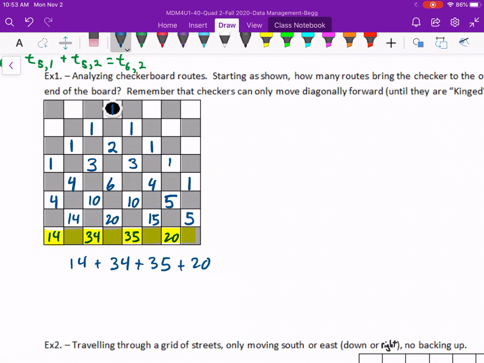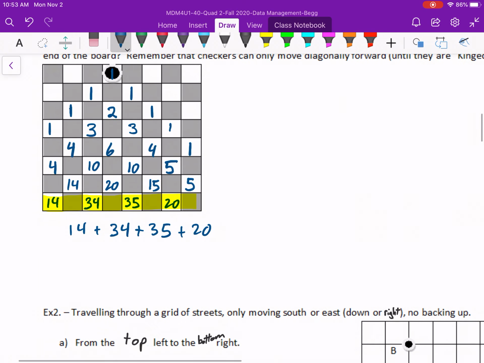Every one of those is a different route, and so for the total number of routes overall, we would add them all up. 14 plus 34 is 48, plus 35 is 83, plus 20 is 103. There are actually 103 routes that little checker could take to become a king.